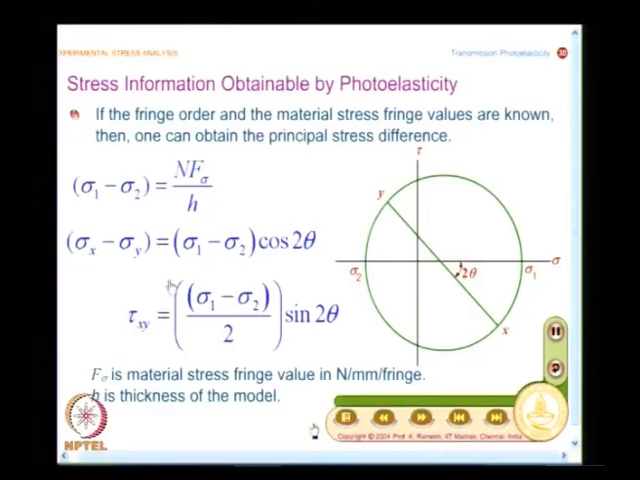So, what do you need to find out? Closer to the point of loading, I need to find out tau x y. Tau x y means I have to find out fringe order and theta. And in fact, you will do this as part of one of your laboratory experiments. You will find that it is so nice, so elegant. It is a very key point in strength of materials. Though you learn it varies parabolically, near the load application point, near the surface, shear is maximum.